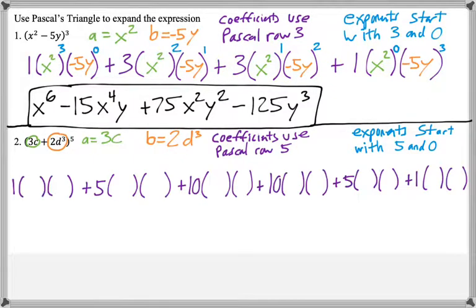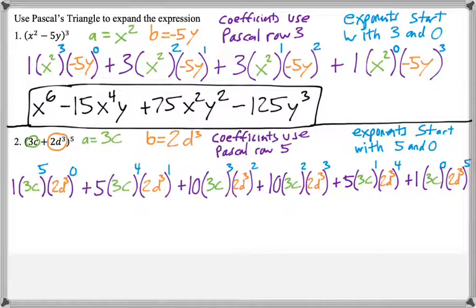So I have the 6 terms here, and in the first parentheses I want to put a, or 3c, and in the second parentheses I want to put b, which is 2d cubed. Lastly, my exponents of a are going to start with 5 and work their way down to 0, and my exponents of b are going to start with 0 and work their way up to 5.